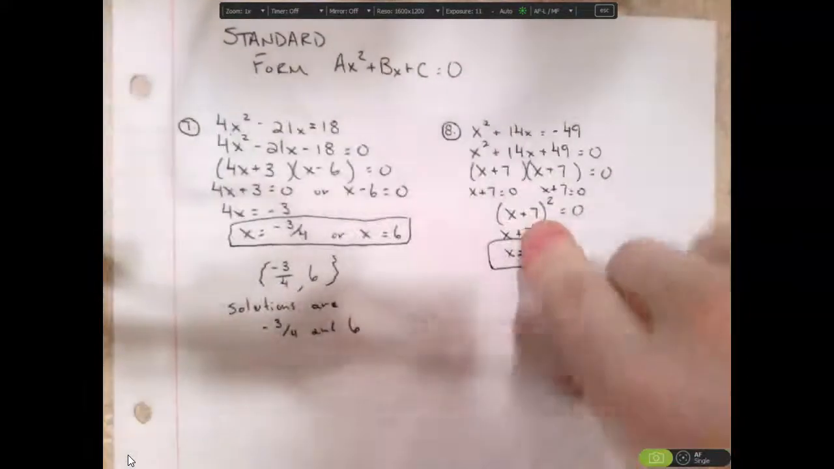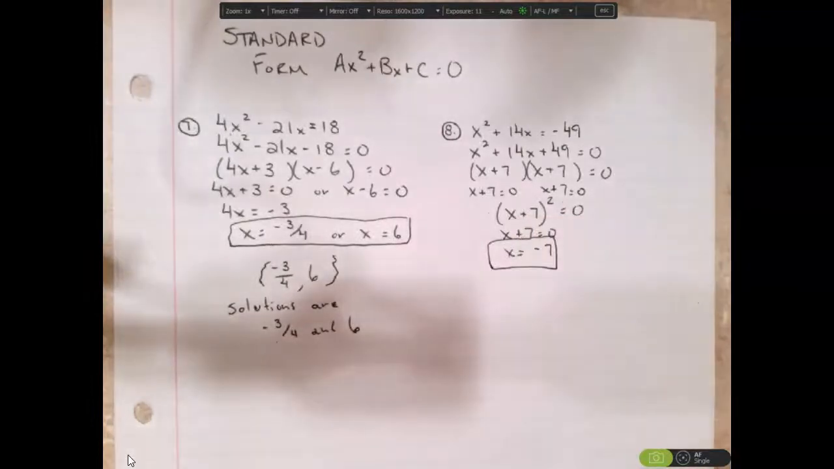So do not be alarmed, or don't be scared, if you do get something that comes out to be a quantity squared, and you do end up with one solution, because it is very much possible.